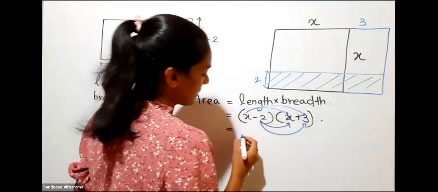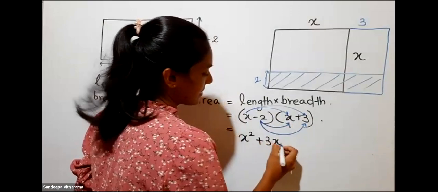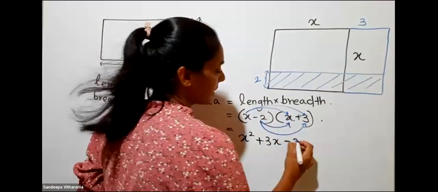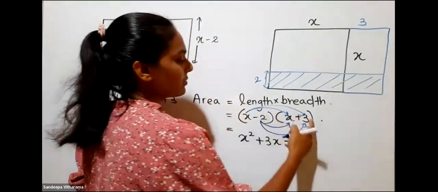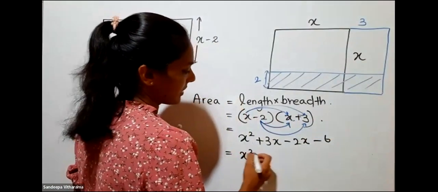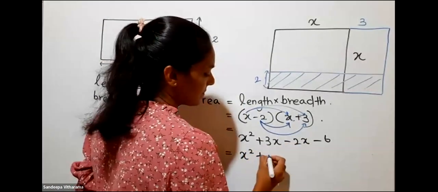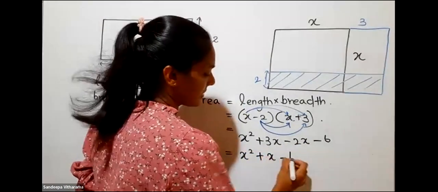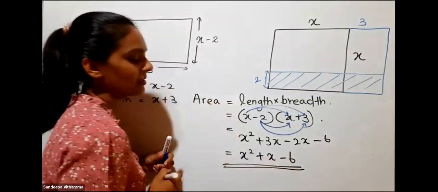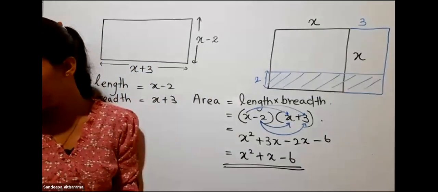Then x into x is x squared. x into 3 is 3x. Minus 2 into x, minus 2x. Minus 2 into 3, minus 6. Then x squared, and here 3x subtract 2x is x. Subtract 6. Then this is the answer for the area of the new flower bed.